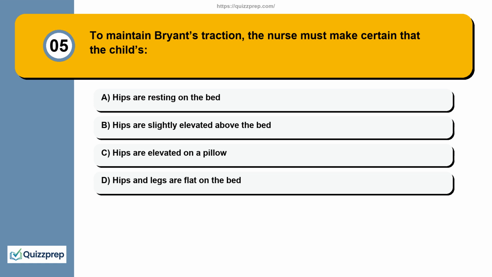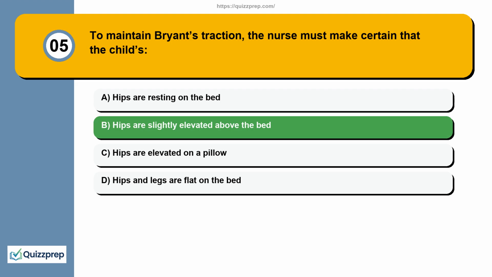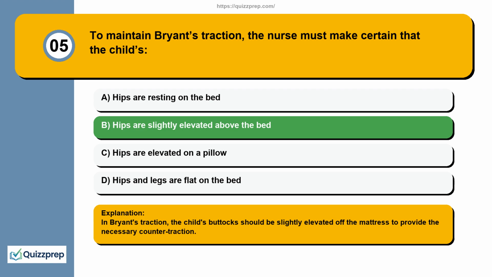Question 5. To maintain Bryant's traction, the nurse must make certain that the child's hips are resting on the bed. Hips are slightly elevated above the bed. Hips are elevated on a pillow. Hips and legs are flat on the bed. In Bryant's traction, the child's buttocks should be slightly elevated off the mattress to provide the necessary countertraction.